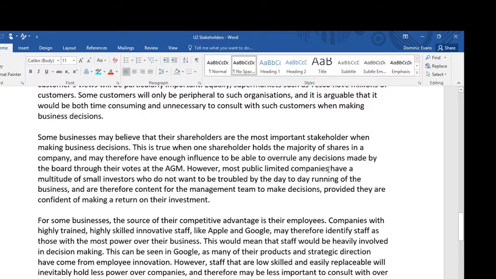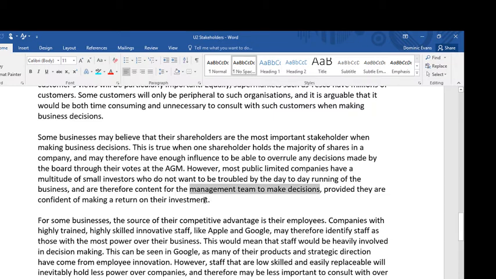However, most public limited companies have a multitude of small investors who do not want to be troubled by the day-to-day running of the business and are therefore content for the management team to make decisions, provided they're confident of making a return on their investment. So what I'm saying here is that if you've got one shareholder with the majority of shares, they're able to overrule any decisions that are made. However, smaller shareholders are content for the management team to make decisions because they've just invested money in a company.